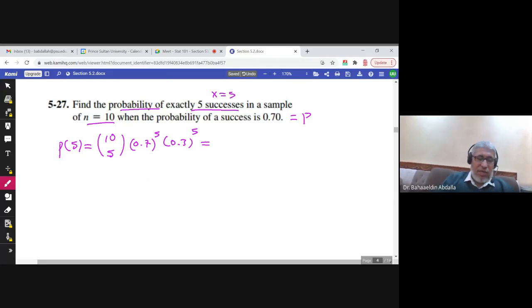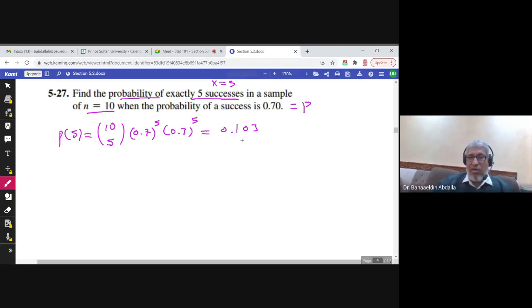So you say 10 C5, you write it in the calculator, times 0.7 to the power 5, then times 0.3 to the power 5, and the answer would be 0.103. So that's the probability of 5 successes.